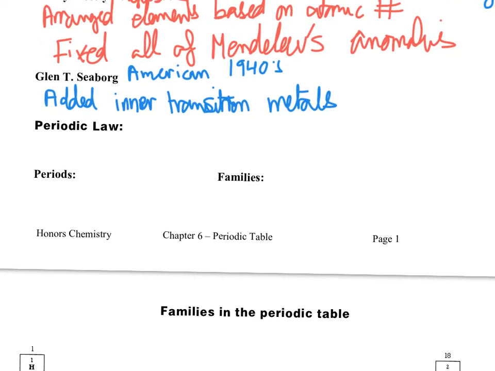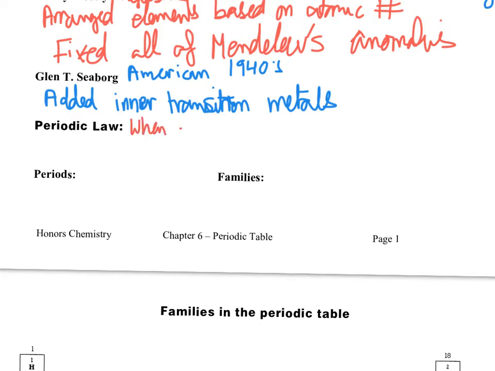So, periodic law says that if you were to arrange the elements in order of increasing atomic number, like they are on the periodic table, you do see periodic repetitions of their properties. That's what Mendeleev saw. And that is why it's called the periodic table, because you see the periodic repetition of the properties. So let's write that down.